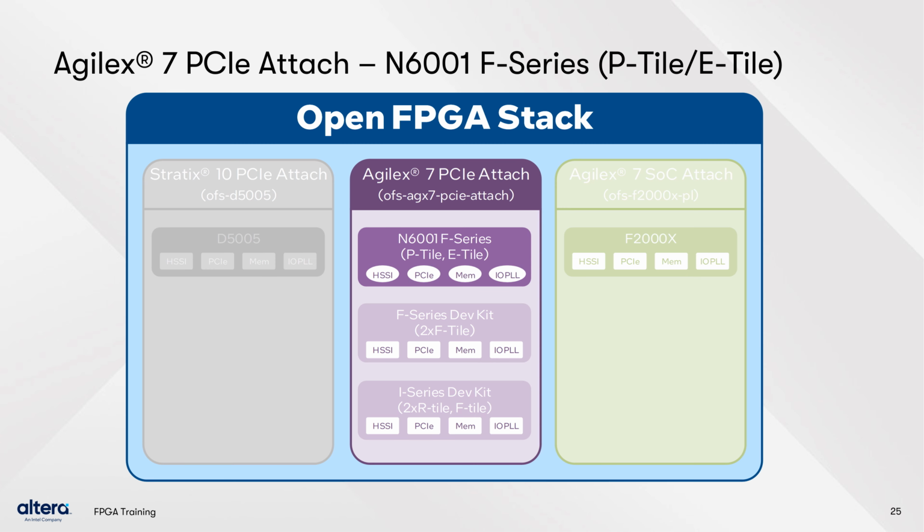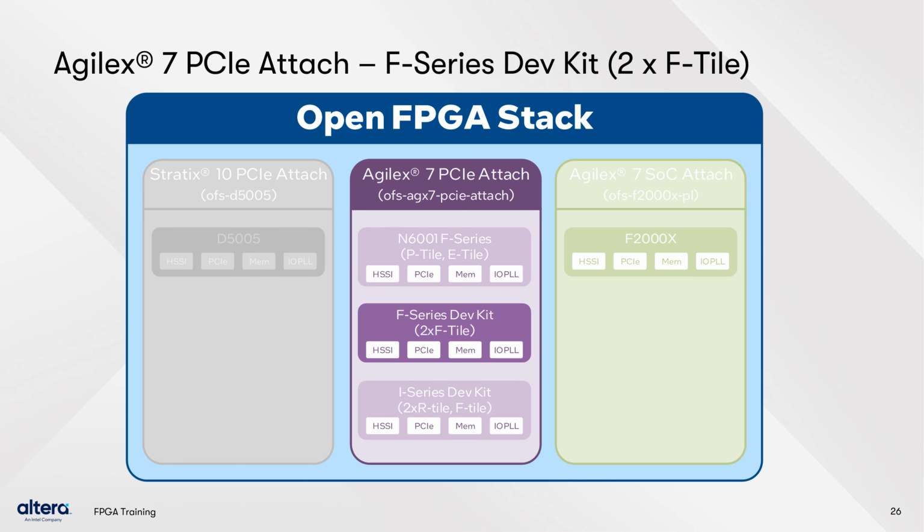If you run the build script targeting a different board, it will use the default OFSS files for that board to configure the IP, such as the F-Series dev kit with the IP configured for F-tile instead of P and E-tile. Again, you can specify OFS settings to modify the default design as desired.